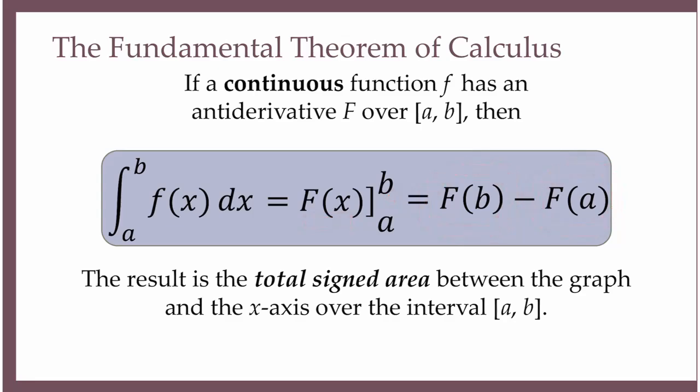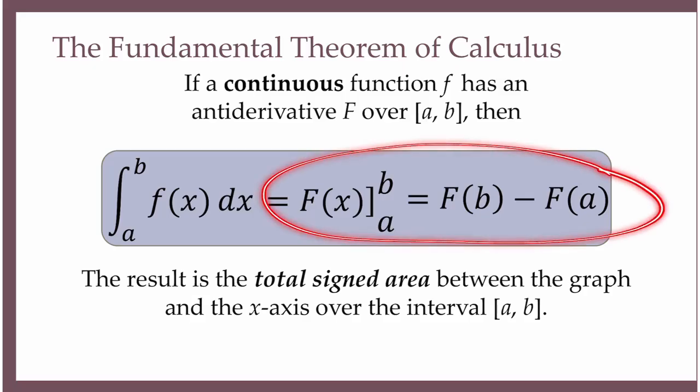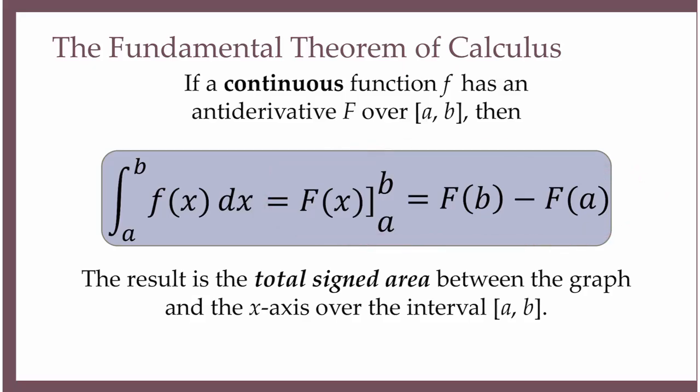So this results in the total signed area between the graph and the x-axis over the interval from a to b. Now, when I say total signed area, meaning that the area that's below the x-axis, that's a negative area, and the area above the x-axis is a positive area. So it's possible that when you do the fundamental theorem of calculus, you could end up with a negative result. You could end up with 0.